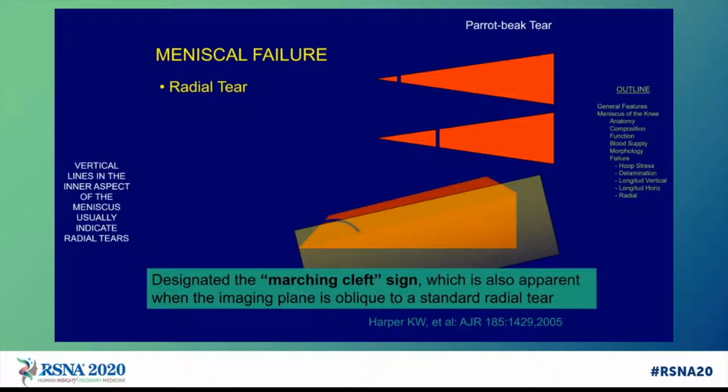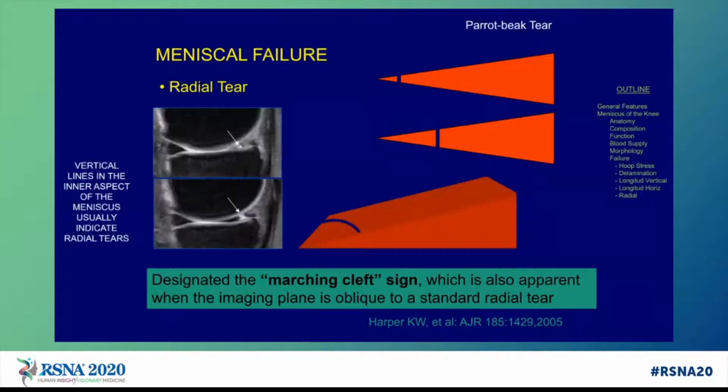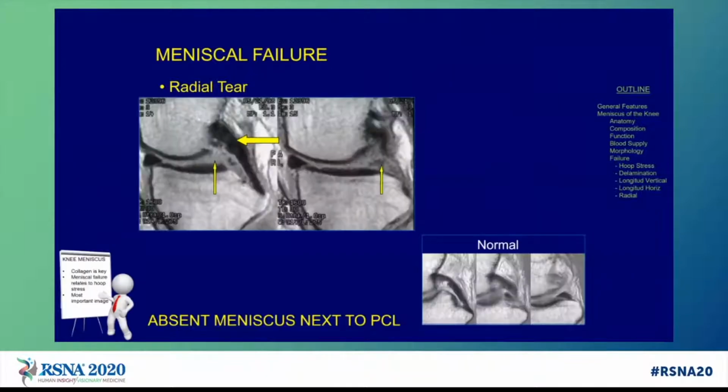That longitudinal line, in this case, is marching toward the tip. This is known as the marching cleft sign. But the important thing is vertical lines in the inner aspect of the meniscus usually indicate radial tears, okay, not longitudinal vertical tears. And here's an example in a patient showing you the marching cleft sign of a radial tear.